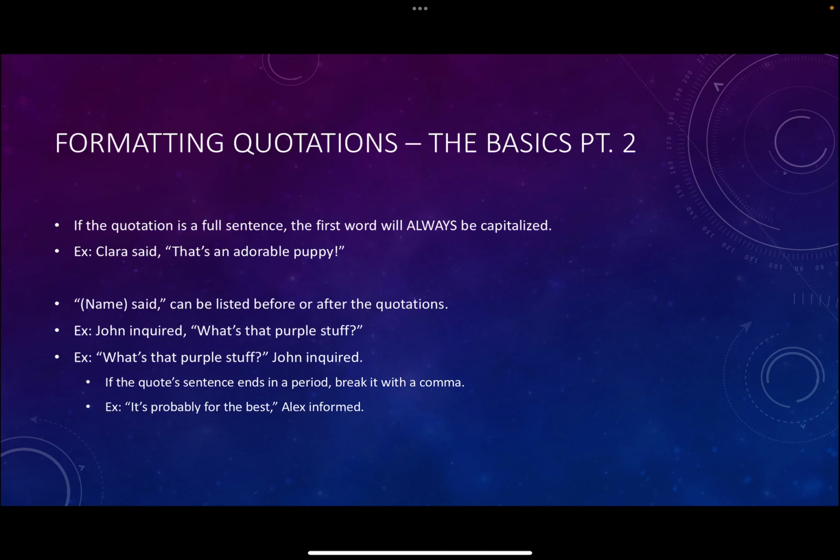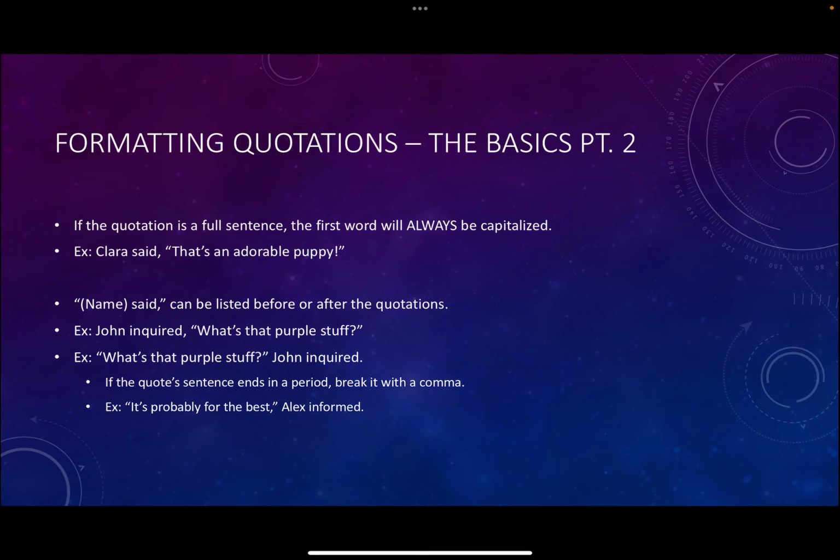The sentence in quotes will always be treated as its own sentence, even if there is text outside of the quotations that would technically make the sentence incomplete. In this example, you will see that it says Clara said, comma, and then the quote. Notice how the first word in that quote leads with a capital letter.